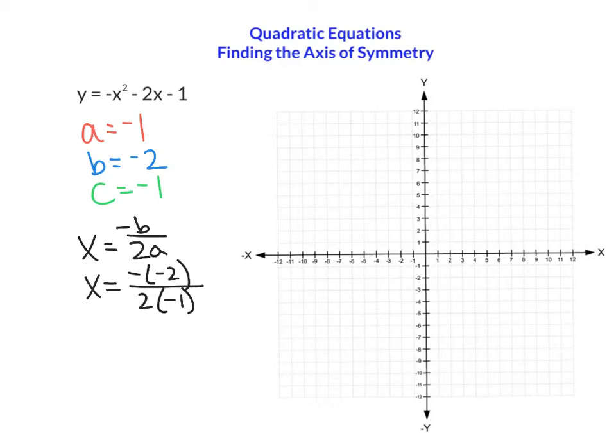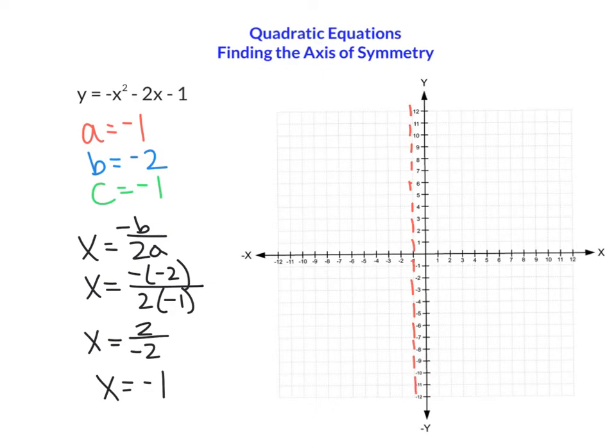So you have to be very careful with your negatives in this particular equation. So on the top half, on the numerator of my problem here, -2 is actually +2. 2 times -1 is -2. And if I divide that, 2 divided by -2 is -1. So at x equals -1, I can draw a dashed red line here to represent my axis of symmetry. And again, when we have x equals a number, it's always a vertical line. And in this case, my x is -1.